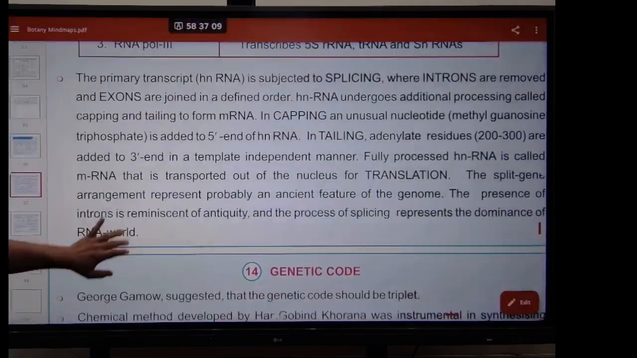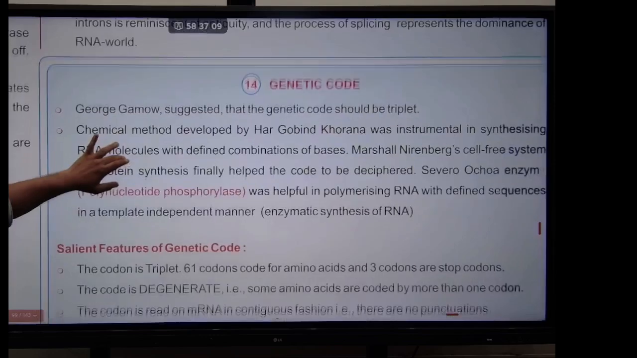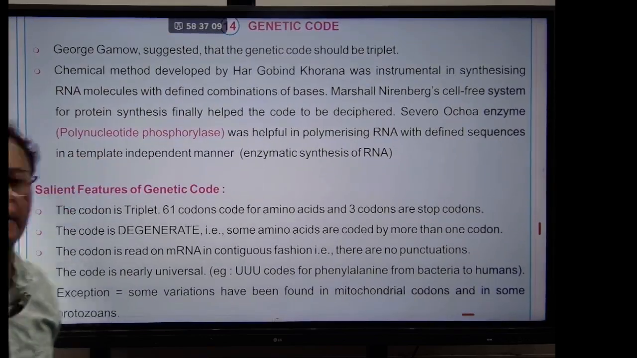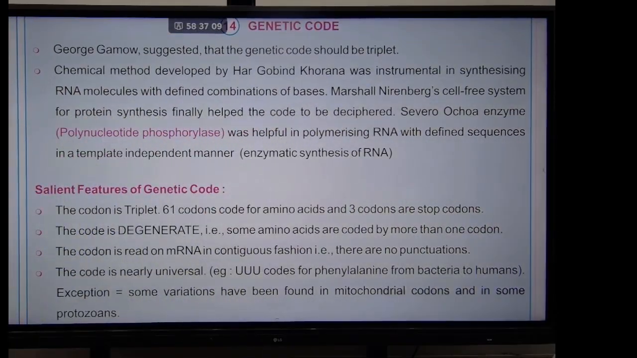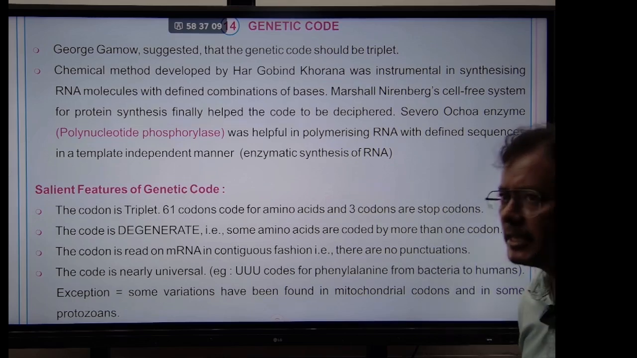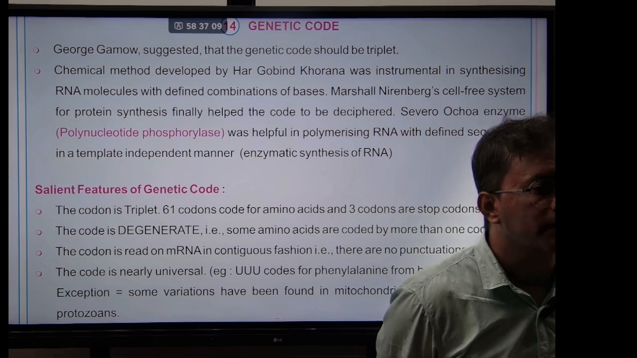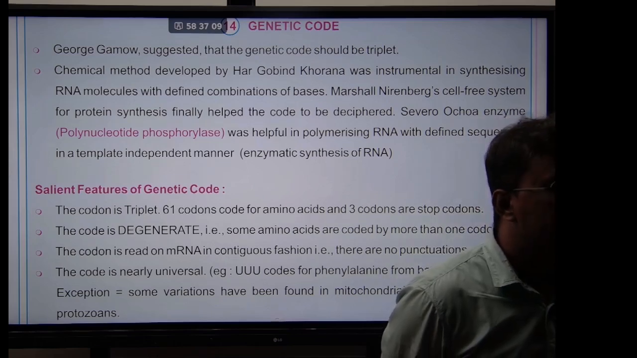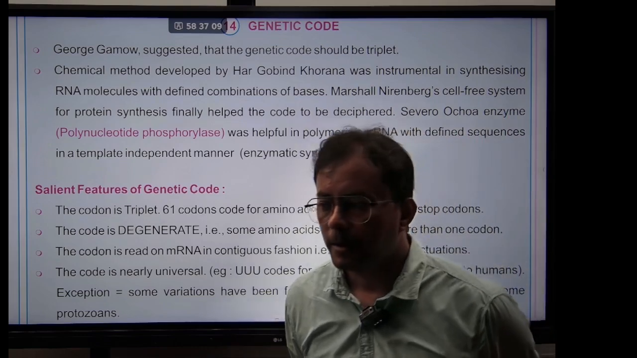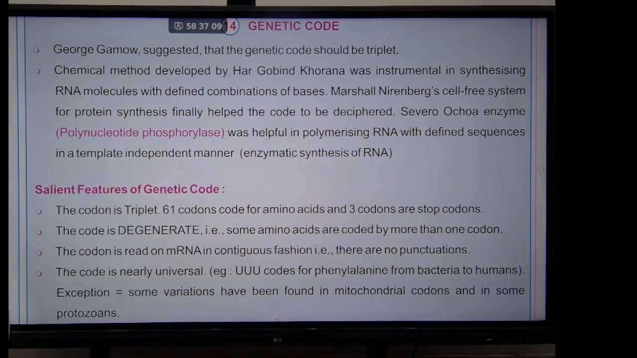Next one here. What is this one, guys? What does genetic code mean? We know genetic information is present on the DNA. What is the genetic code? How is the information present on the DNA and the RNA used to synthesize the protein? How does the machinery read the information on the DNA?